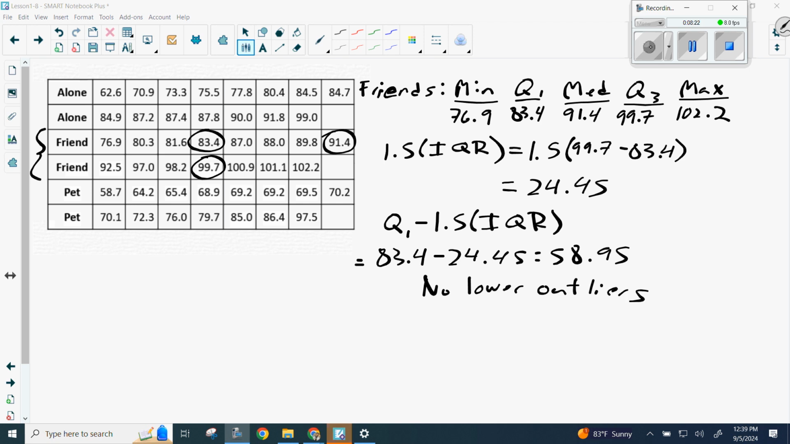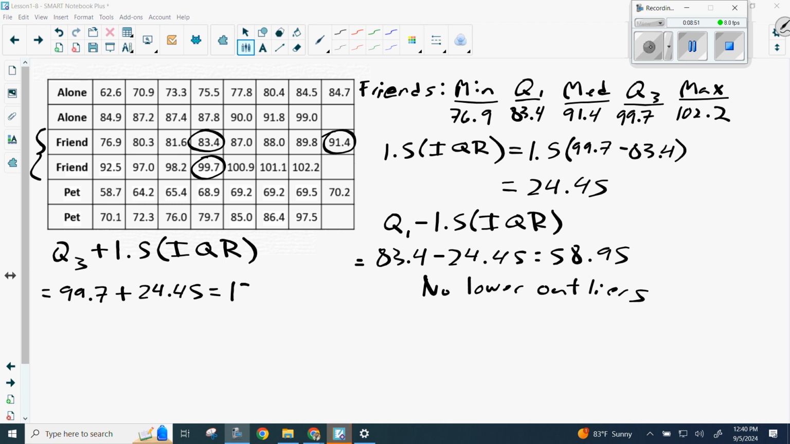All right, let's see if there are any upper outliers. In order to do that, we'll add 1.5 times our interquartile range to quartile 3. We know that quartile 3 is 99.7. And we also know that 1.5 times our interquartile range is 24.45. Let's go ahead and calculate that value. And we get 124.15. There are no values above 124.15, so there are no upper outliers.